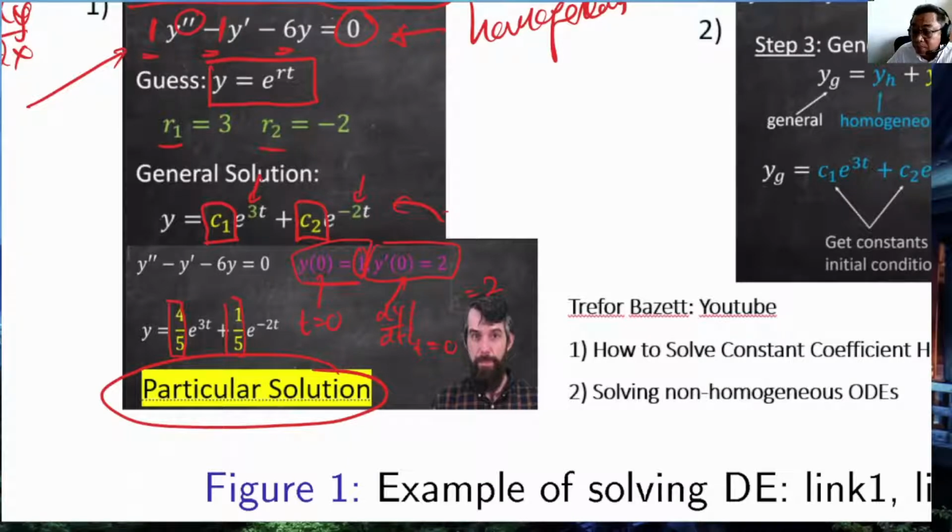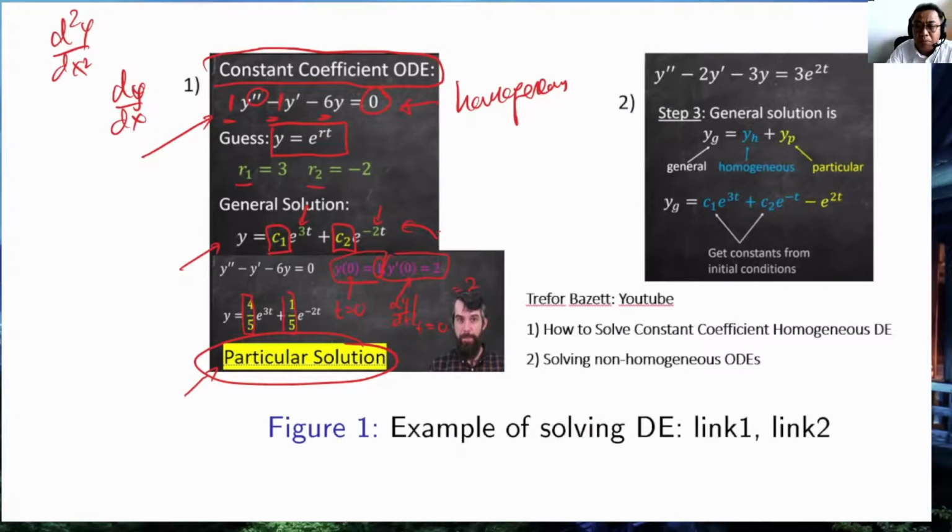Alright. So we call this a particular solution, and this is the general solution. The word particular here, you can think of it as satisfying a given initial condition.